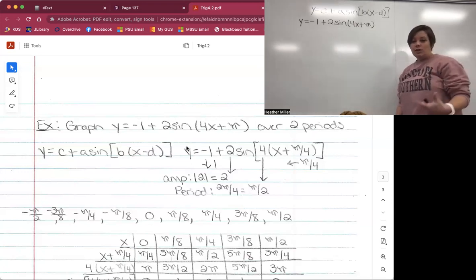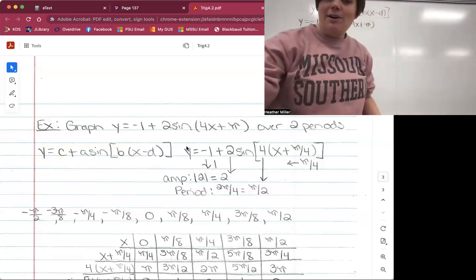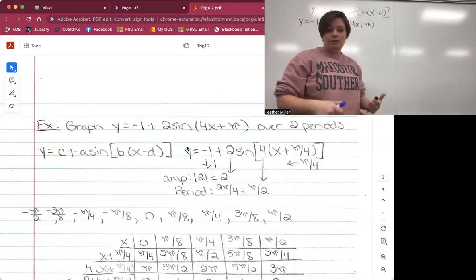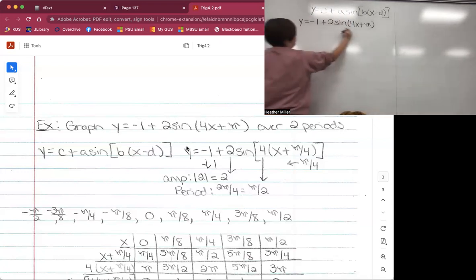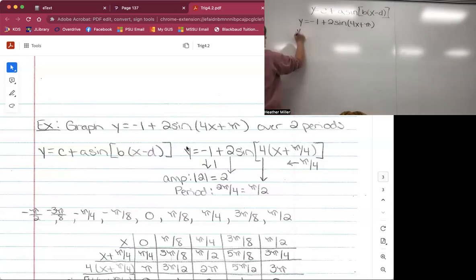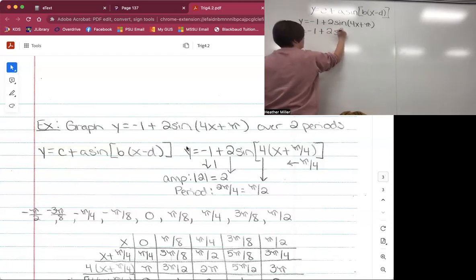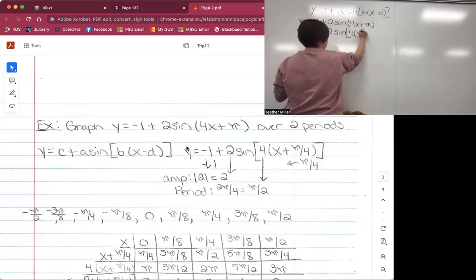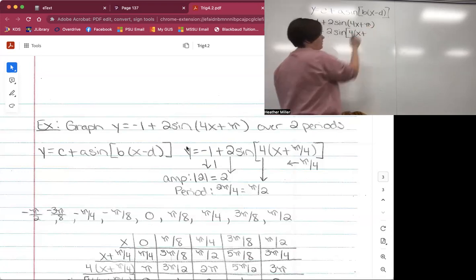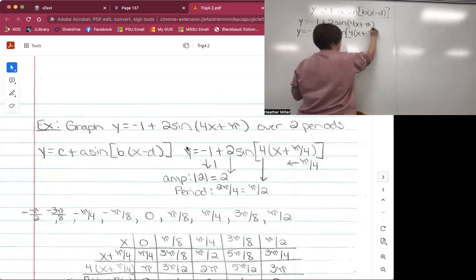What we have to do is we first have to factor out that 4. So instead of this equation, I'm going to actually think about y equals -1 plus 2 sine, and then I'm going to make a bracket, and I'm going to pull that 4 out, so that I have 4 times x plus, if I divide pi by 4, then I have pi over 4.